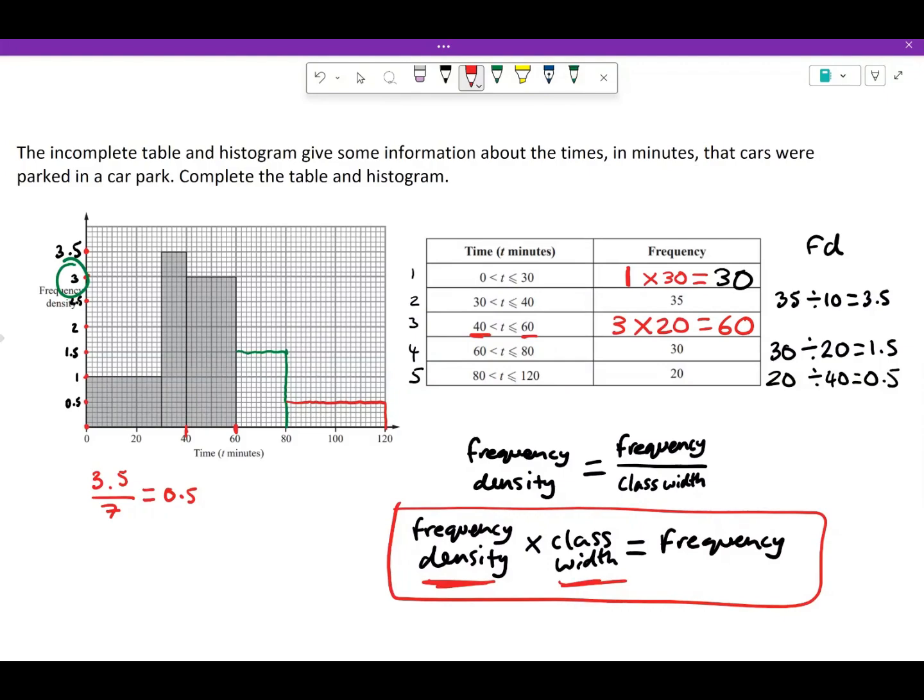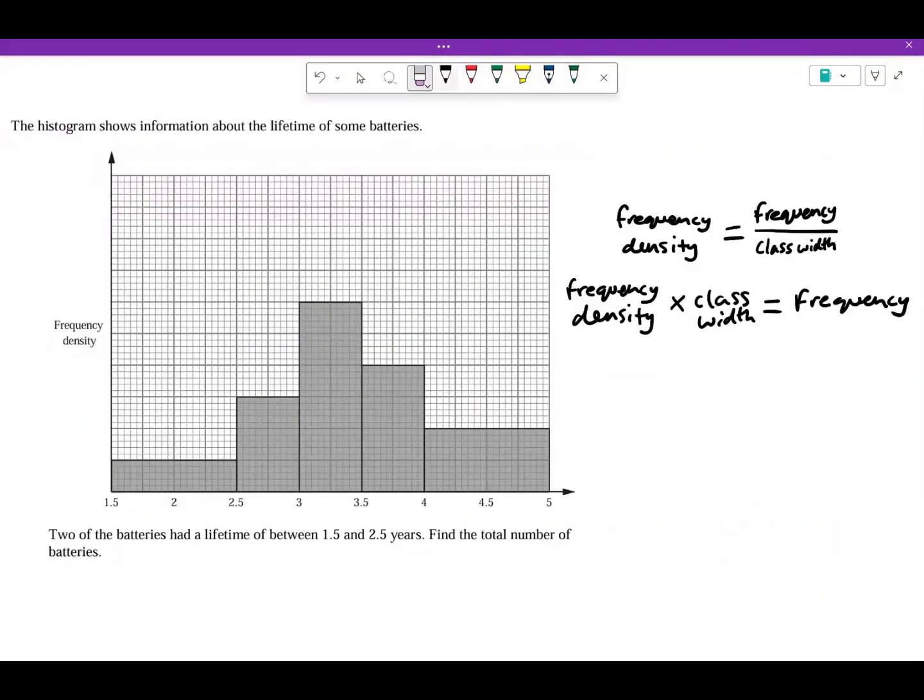Let's have a look at another question. So let's have a look at my question here. It says the histogram shows the information about the lifetime of some batteries. So you've got the diagram. Okay, it seems to be fully complete. We're not being given a frequency table this time. However, we also don't have the frequency density scale on the axis. So that's going to be something that maybe we're going to have to determine. But let's see what information and what the actual question is down here.